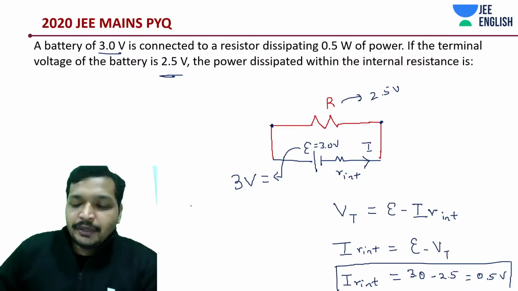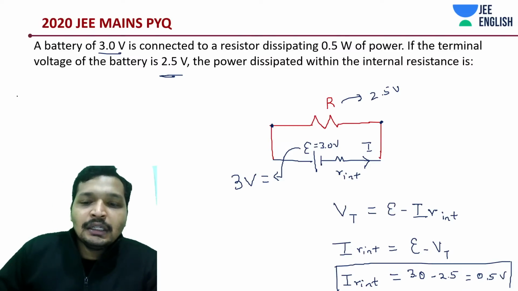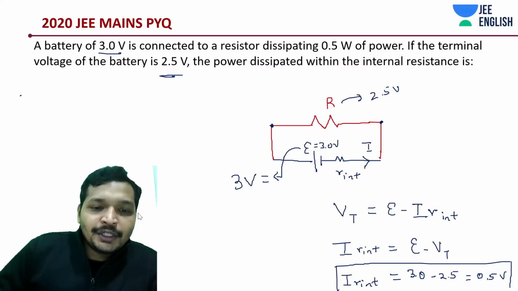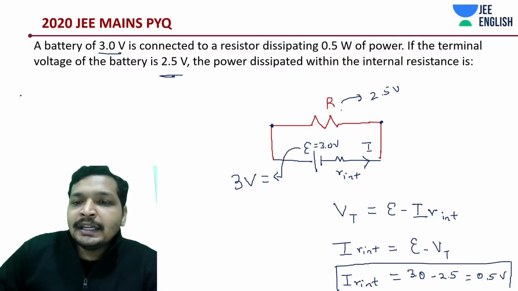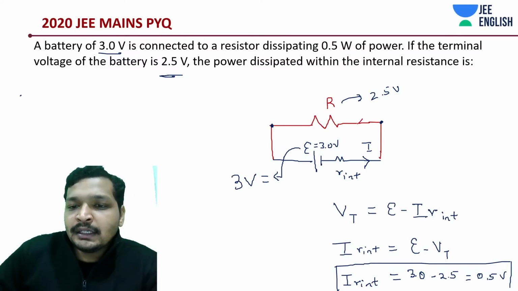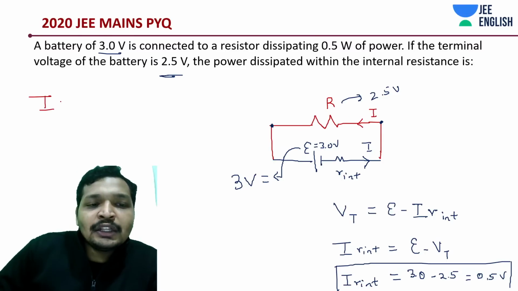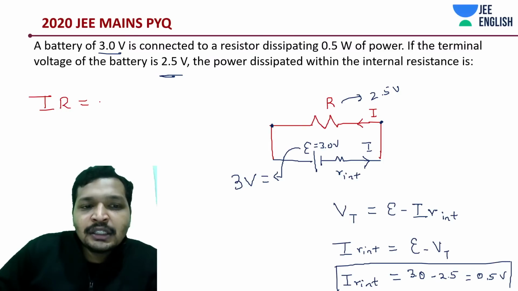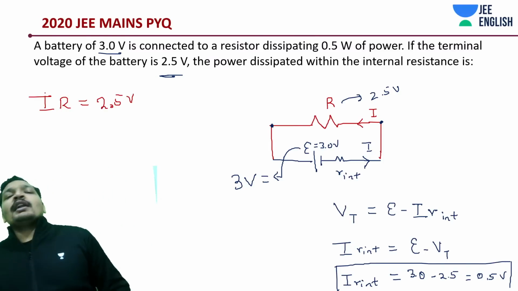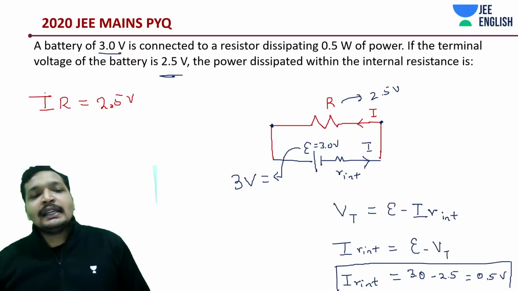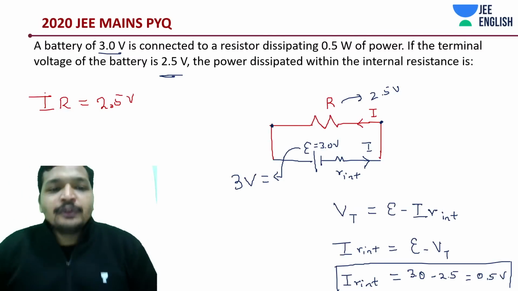Now let me come to the point. Okay, I hope this is clear. Let me do a thing. Let me write down something over here. I into capital R, the same I is going to flow over here, right? I'm just changing the color, but it is the same I. Okay. I into R is how much? 2.5 volts. I into small r is how much? Like 0.5 volts.